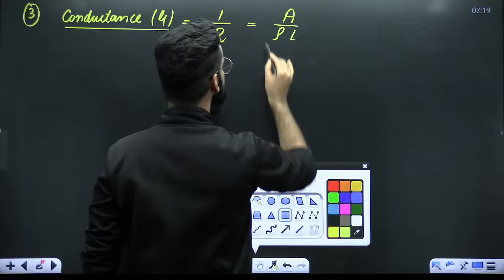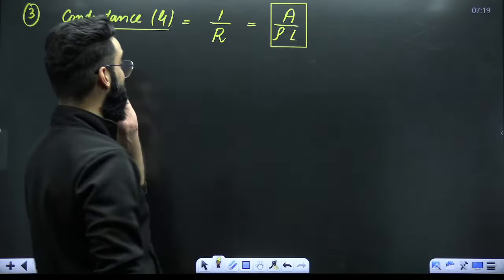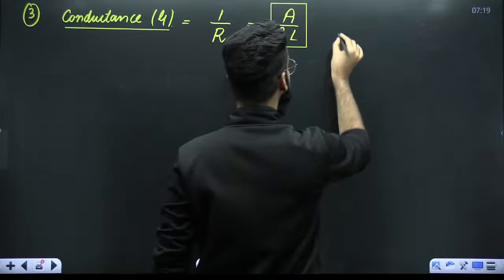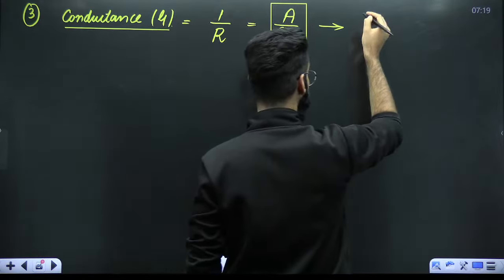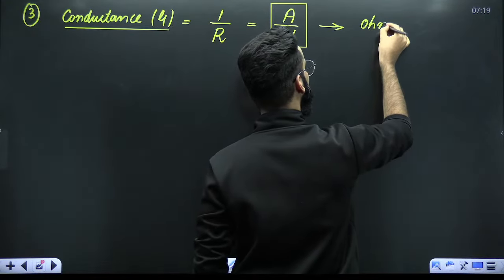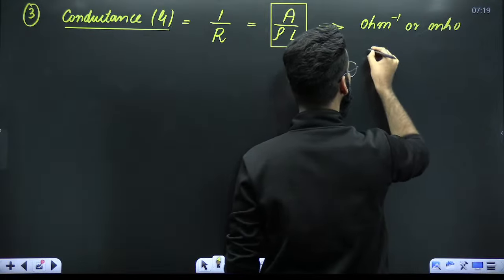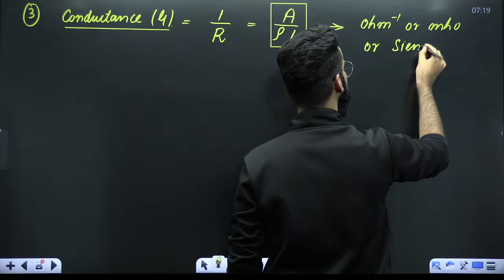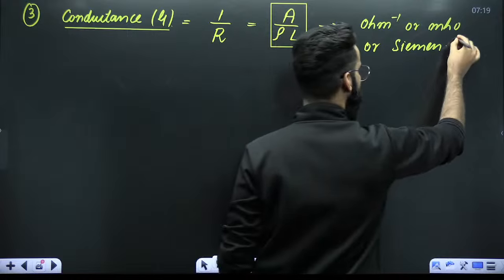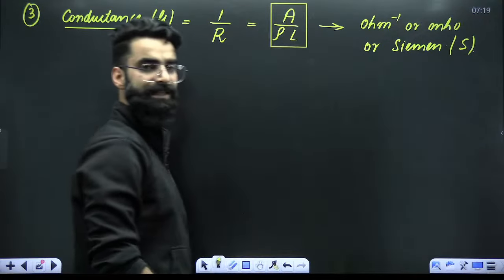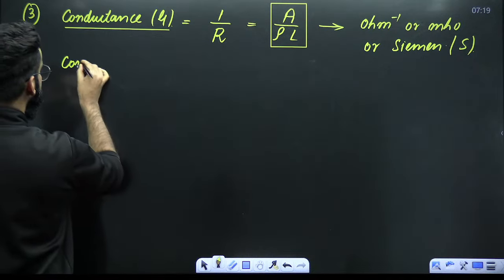So my dear students, tell me just one thing. Look at this particular expression. Let me tell you the units of this conductance. It is 1 by R. The unit of conductance is going to be either ohm inverse, or mho, or Siemens. This is the unit of conductance, right? And Siemens is denoted by S. That's all.